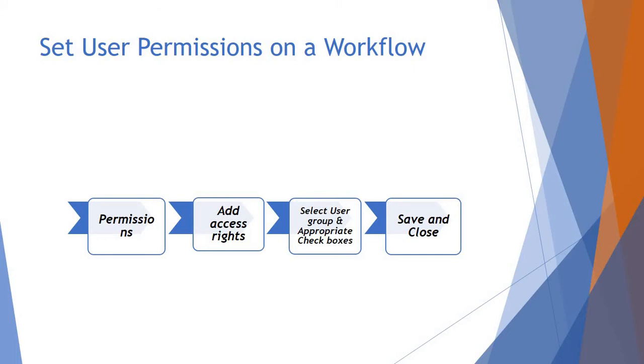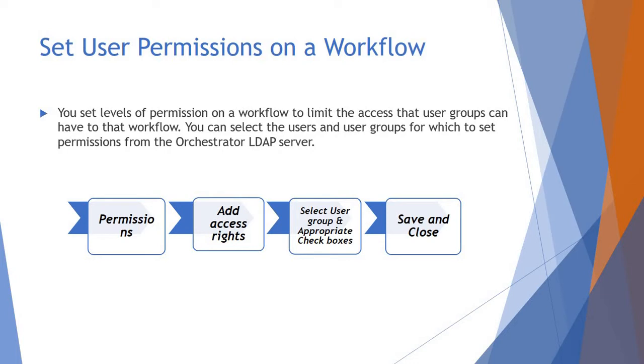Set user permissions on a workflow. You set levels of permission on a workflow to limit the access that user groups can have to that workflow. You can select the users and user groups for which to set permission from the Orchestrator LDAP server. Prerequisites: create a workflow. Open the workflow for editing in the workflow editor. Add some elements to the workflow schema.